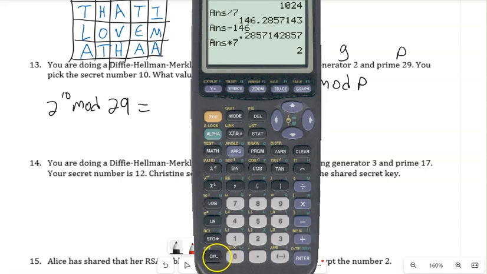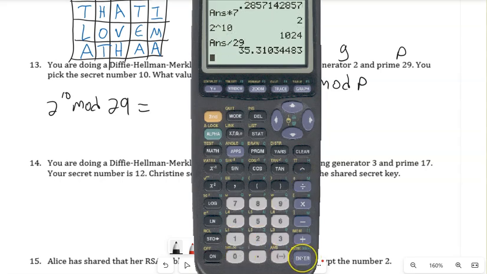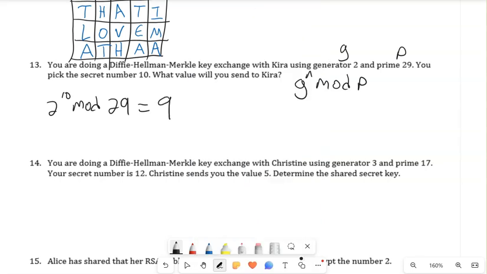I think 2 to the 10 is small enough that we don't need the exponential rule. Divide, subtract, multiply. The number is 9. That's the value we send to Kira. She then takes that value and combines it with her own secret number and comes up with the key you will use. That's it.